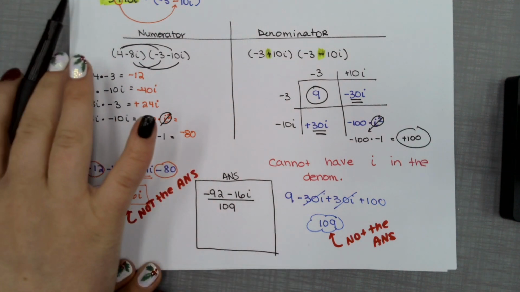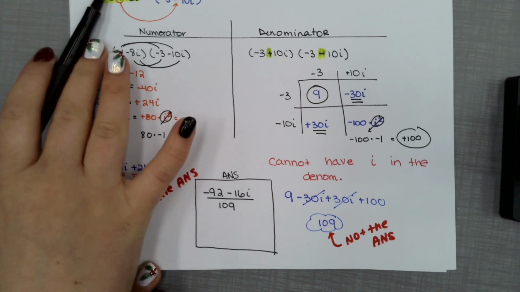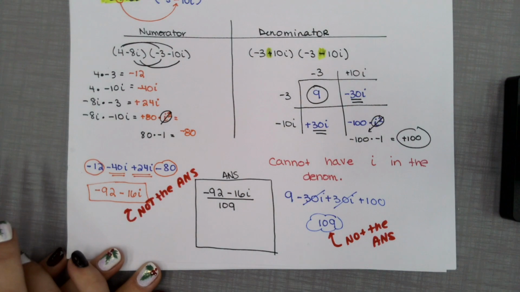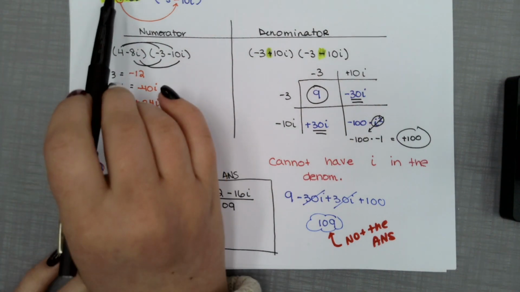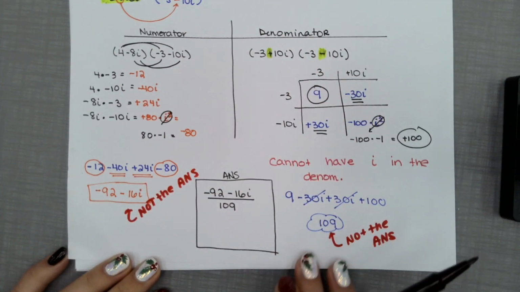So question number 5 is one problem. We are dividing a binomial by a binomial by multiplying by the conjugate. We have a numerator that happens on top. We have a denominator that happens on the bottom. All of this is one question.